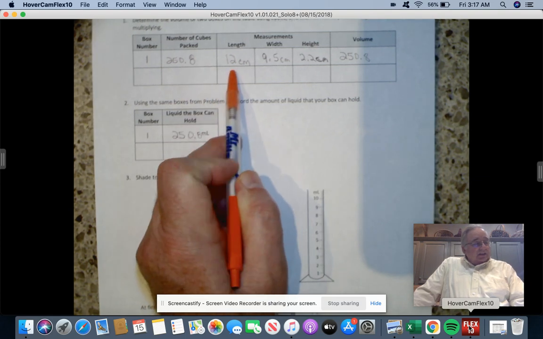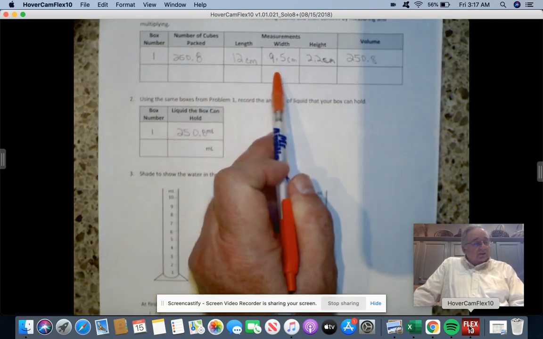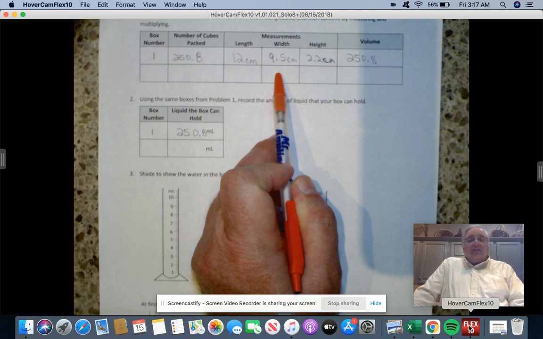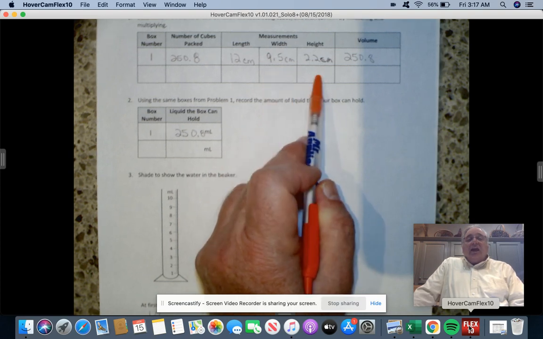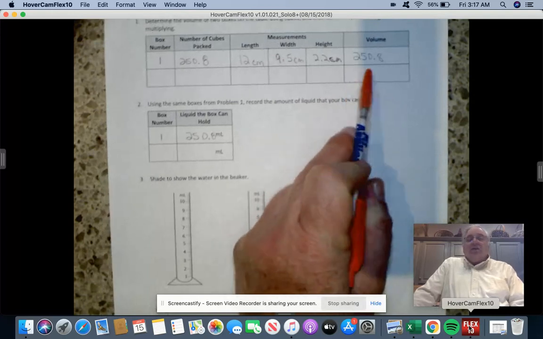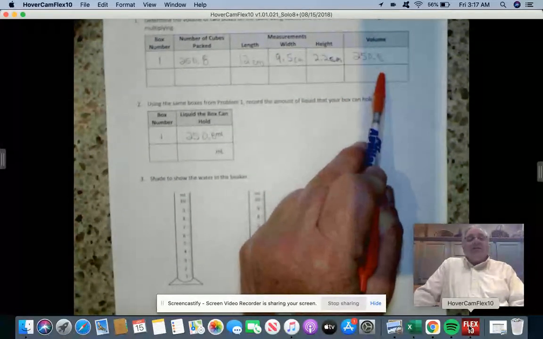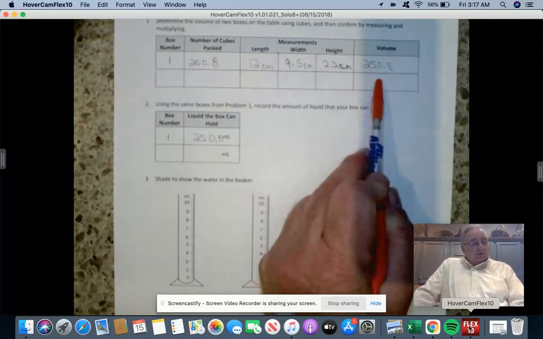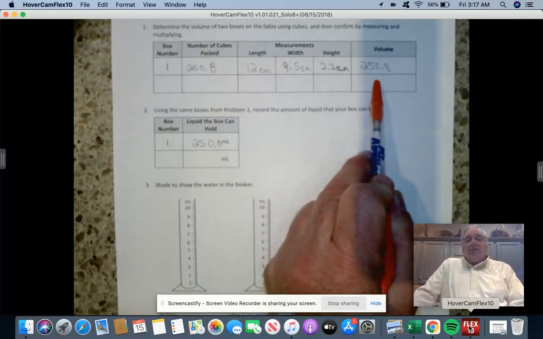We had the length of 12 centimeters. The width of the container or the box was 9.5 centimeters, and the height is 2 2/10. When I multiplied it all out, it came out to 250 and 8/10. That's how many cubes we put in there. That's what it came out to.